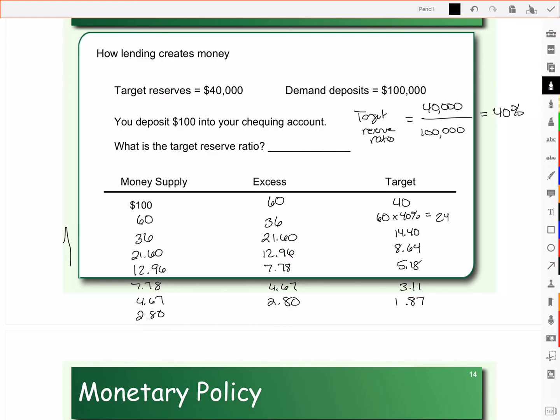Of the $2.80, 40% has to be held as cash, so what is that, $1.12? And the rest becomes excess, so $2.80 minus $1.12 is $1.68. $1.68 gets added to the money supply because it gets lent out, and that gets deposited into someone's checking account. All right, so then we have $1.68 times 40%, so 67 cents has to be held as cash. The rest gets lent out, so what is that, $1.01?